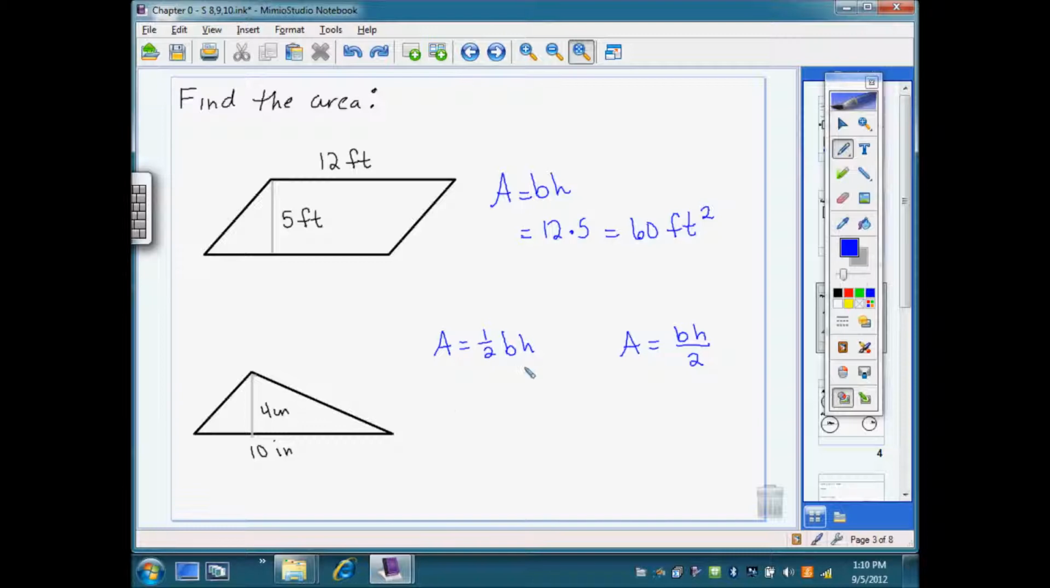So we can do it using either of these formulas. I can either say 1/2 of 10 times 4, or I can say 10 times 4 divided by 2. Whichever makes more sense to you. This is half of 40. This is 40 divided by 2. Either way, I'm going to get 20 square inches.